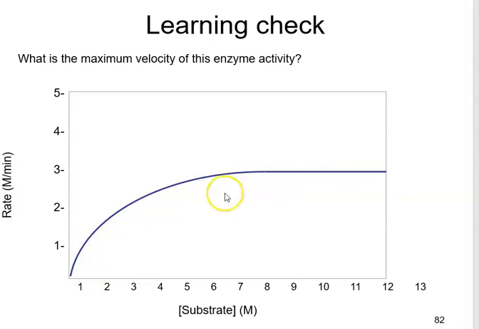Now, if we're looking at these reaction rates, the rate over the substrate amount, we should be able to easily identify the maximum velocity. So Vmax is going to be about 3 moles per minute. That means it's making 3 moles of product per minute in this chemical reaction.